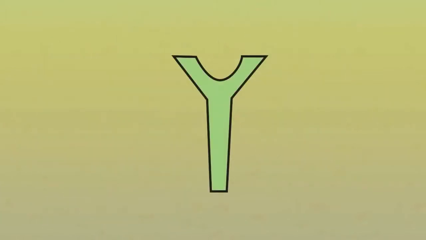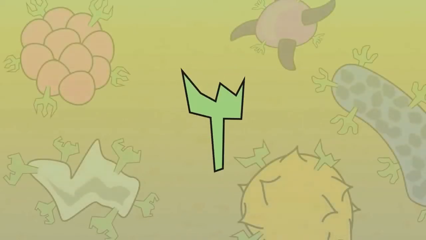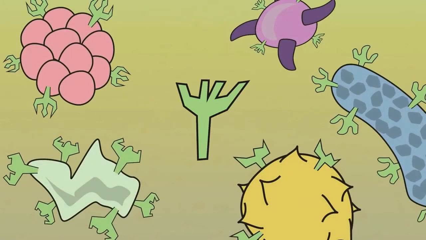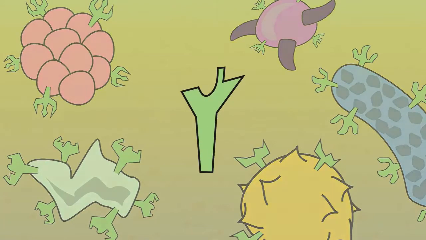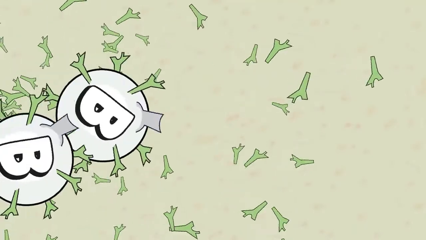These specialized antibody molecules come in different shapes and sizes, which provide a great deal of flexibility in matching and destroying targeted antigens. Antibody molecules are found floating in the plasma as well as on the surface of specialized B cells.